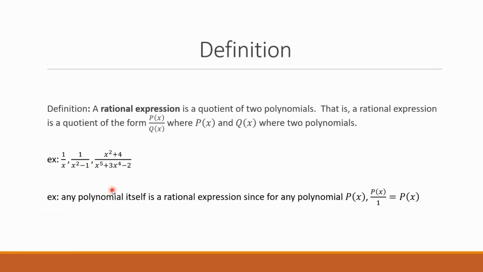In particular, just like any integer is a fraction of integers, because you can divide by 1, any polynomial is itself a rational expression. And why is that? Well, that's because for any polynomial, you divide by 1, you're not really doing anything in a sense. You just get the polynomial itself back. That's what we get here.